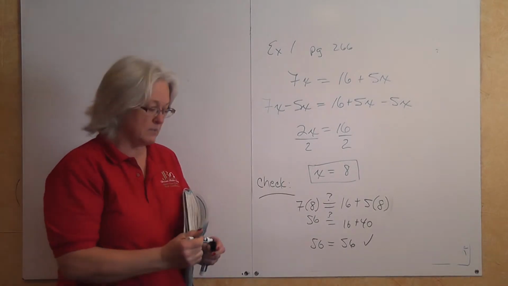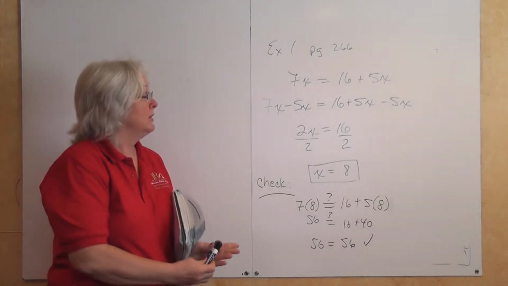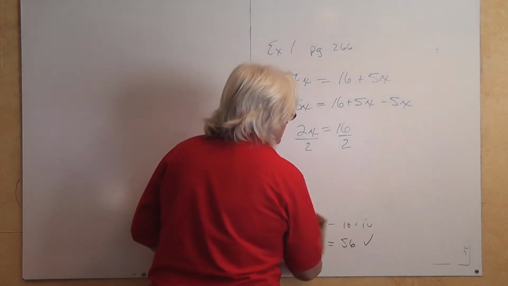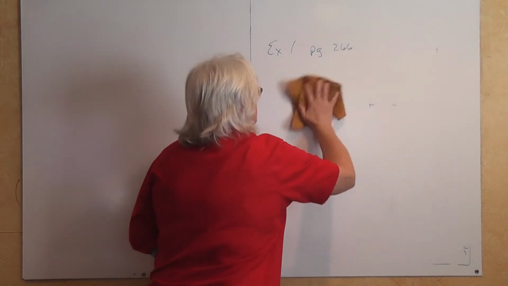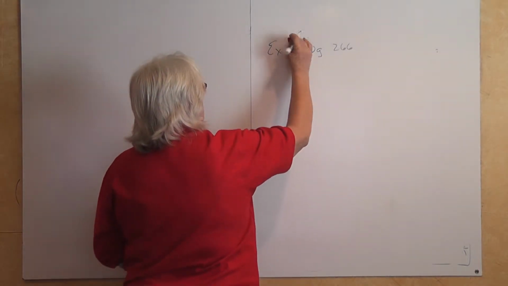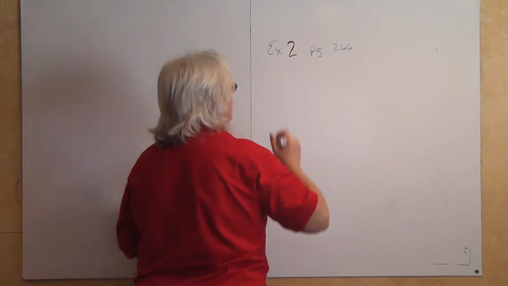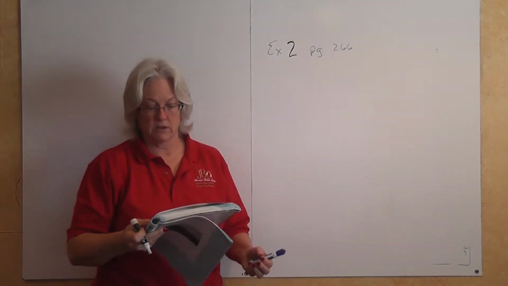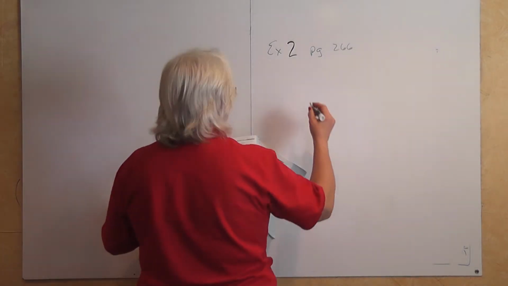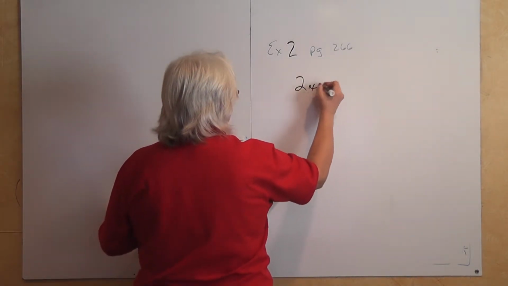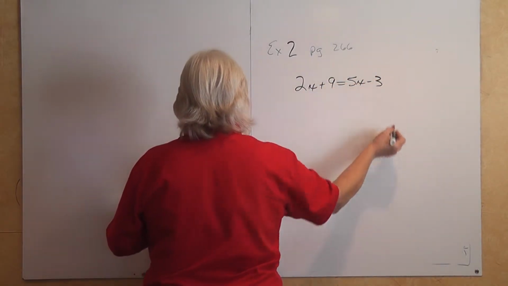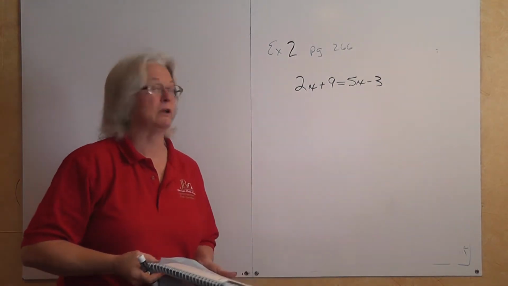This is just the same sort of information that we've been working on all year long, for the last bit of time since we've been working with solving equations. Let's go ahead and do example 2 now, which is a little bit different. Not a lot, but a little bit. We have 2x plus 9 is equal to 5x minus 3.